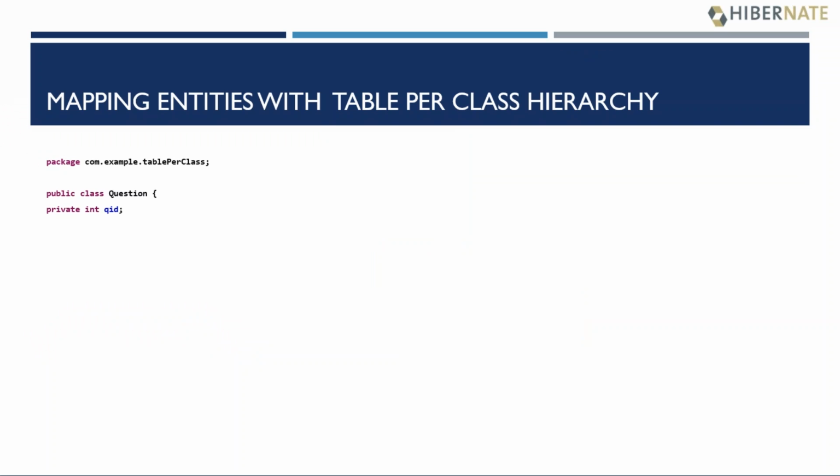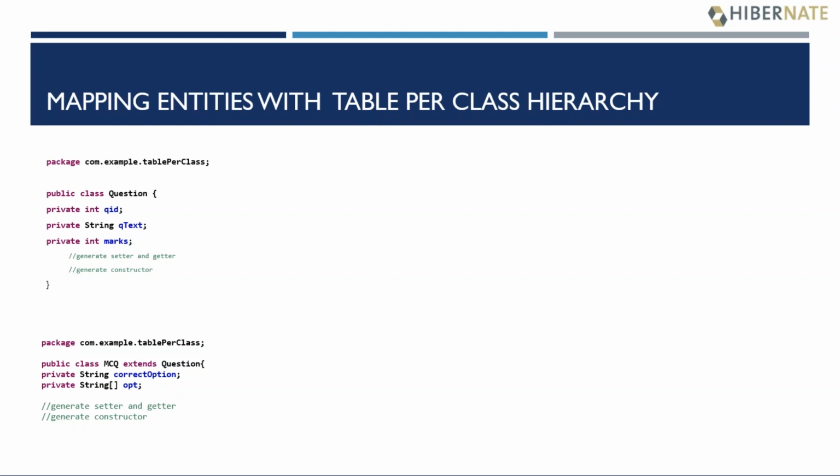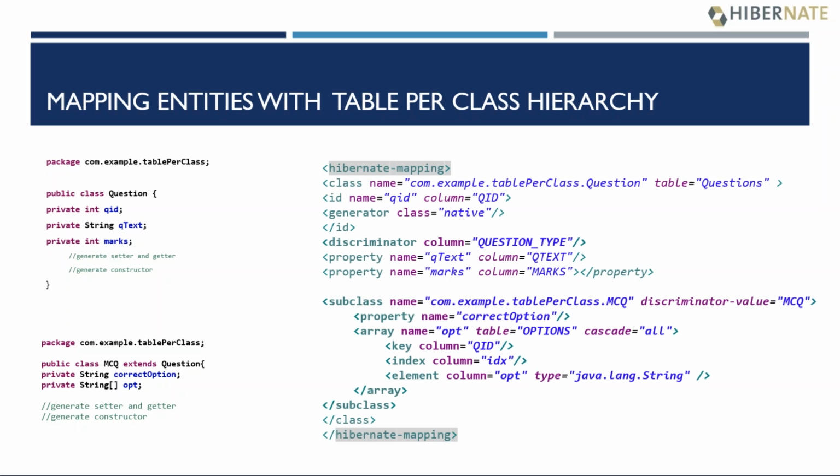So this is how you're creating question ID, text, marks, and the setter and getter methods. And then for MCQ, again, you're generating the setter and getter methods. Now over here, this is for MCQ. This is your base class, that is the question ID, and the discriminator column is equal to question type, or DISC in our case. Property name is Q text, and then the marks: question ID, text, and marks up to here are for the parent class.